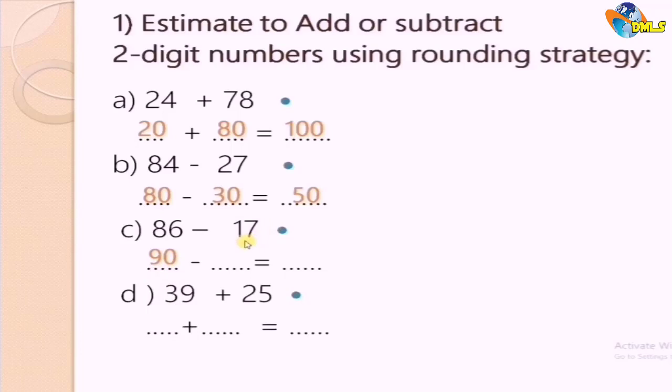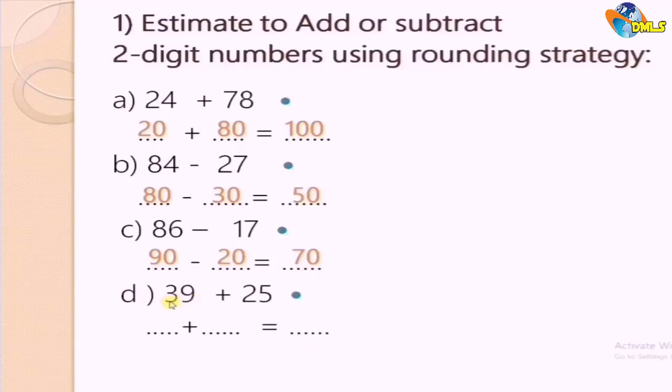Second number, 17. Here I want to round a two-digit number, so I will look at ones. The ones digit here is 7, so I will round it up. After rounding 17 up, it will be 20. Then I will subtract the two numbers. 90 minus 20, the result will be 70.